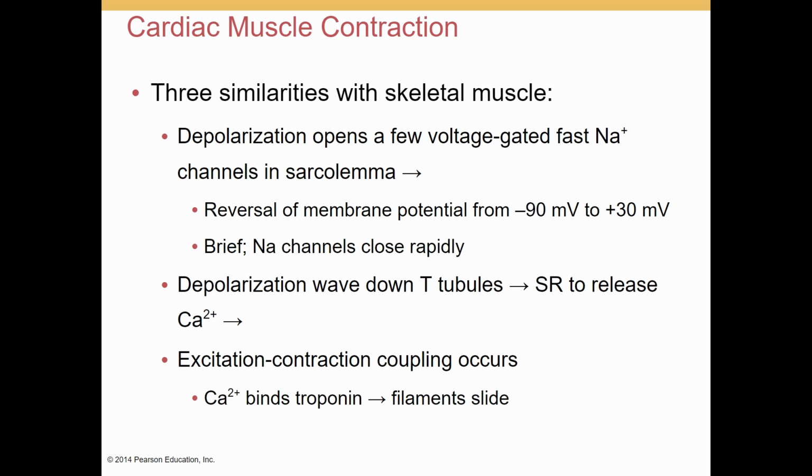That depolarization will not only be generated in a particular part of the sarcolemma for cardiac muscle cells, it'll then go down the T tubules and still go to the sarcoplasmic reticulum, allowing the release of calcium. There's still excitation contraction coupling, there is still a cross-bridge cycle, and calcium still binds to troponin, and that allows for the sliding filament mechanism of contraction.